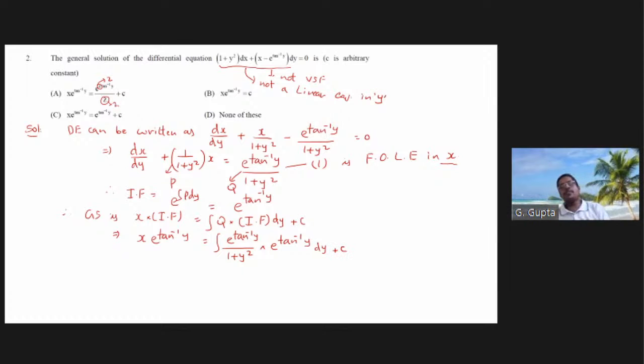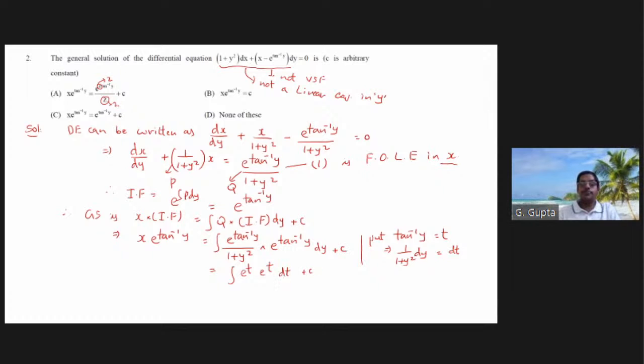Taking e power tan inverse y equal to t, or simply tan inverse y can also be taken as t. Tan inverse y is equal to t. Substitution method. This integration is evaluated easily by substitution method. So differentiate both sides in this substitution. Tan inverse y derivative with respect to y is 1 by 1 plus y square, into dy is equal to dt. So the right side of this last step becomes e power t into e power t dt plus c.